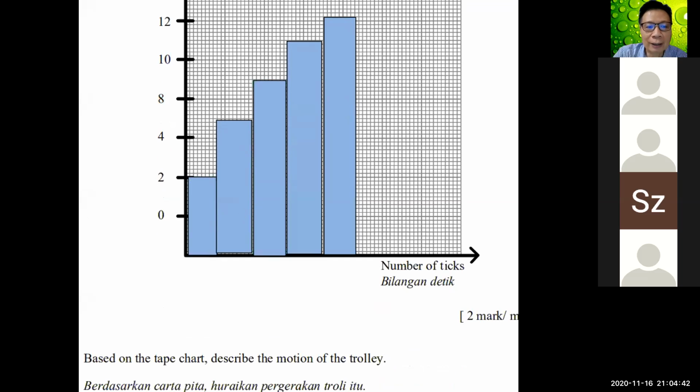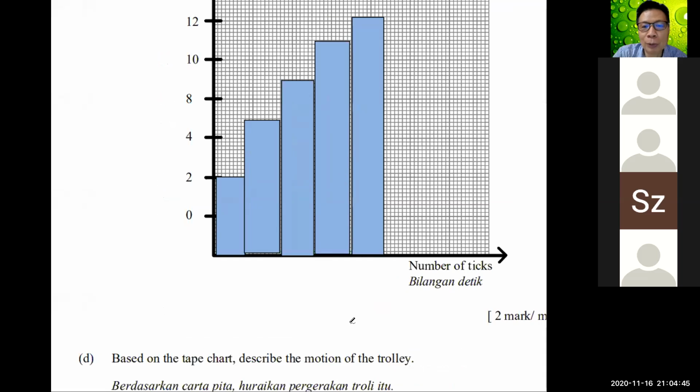Based on this step chart, describe the motion of the trolley. You can see here what types of motion. Here it increases a lot, then here it gets less and less again. Here it increases more, then less and less, correct or not? So when you join the center points, you get a curve, not a straight line.